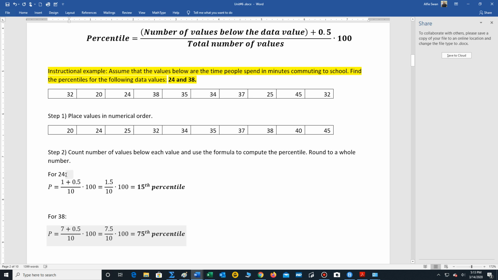So we're going to determine the percentile for the number 24. So we have to count the number of values that are below 24. It turns out there's only one. Also, there's 10 data values in our data set. So we're going to insert those numbers into our formula and then use our order of operations to calculate, and we end up with the number 15. So 24 is in the 15th percentile.